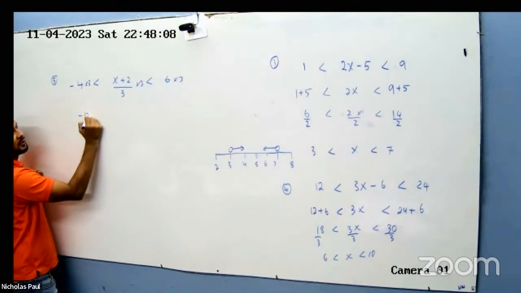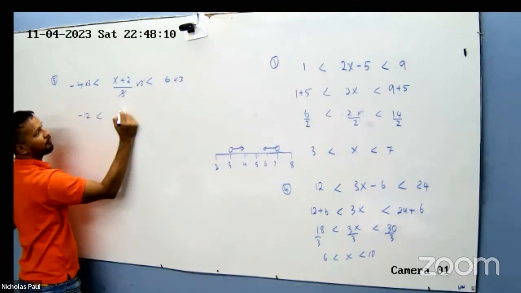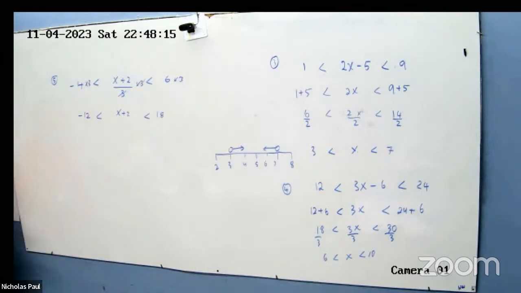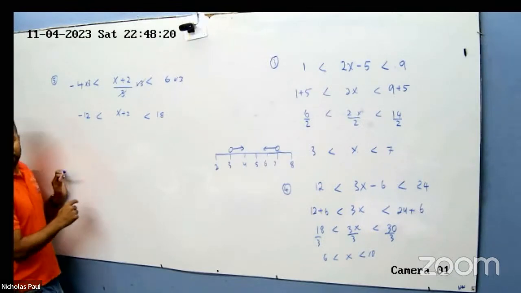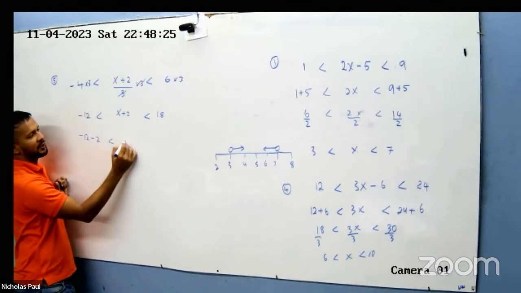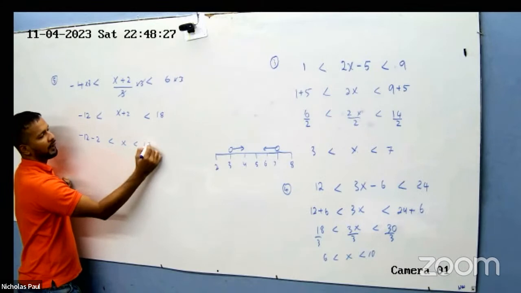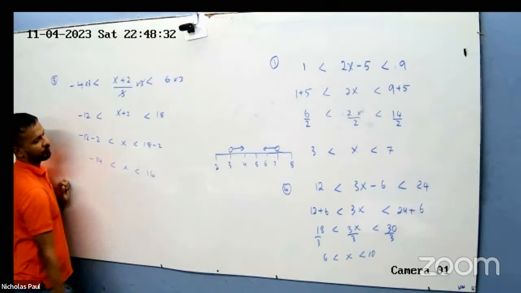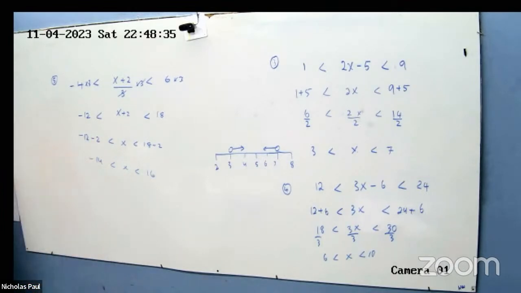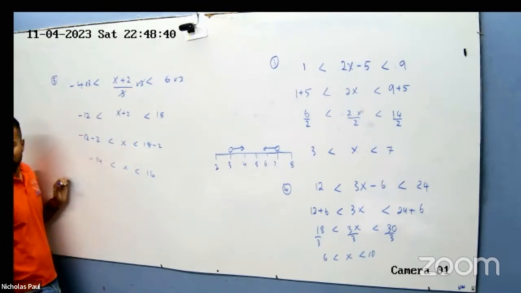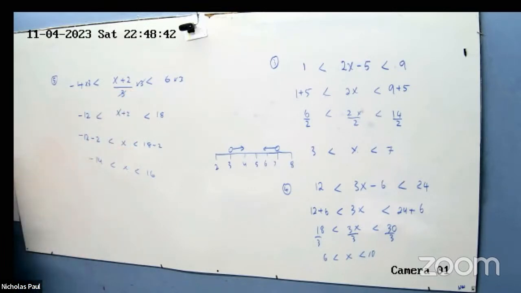This will give you minus 12. This will cancel. And this will give you 18. What's the next step? Move across 2. So it becomes minus 12 minus 2, 18 minus 2. All right. So the first thing you have to do is multiply everything by 3 and then move across the minus 2. Right?